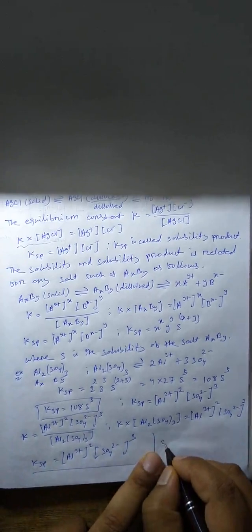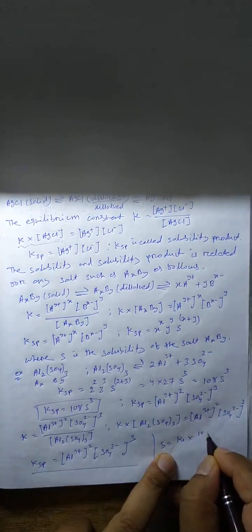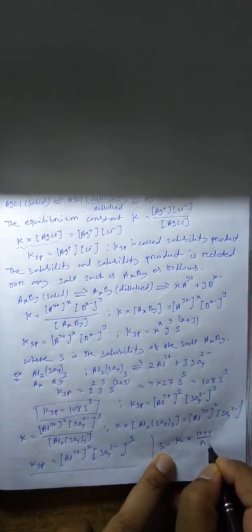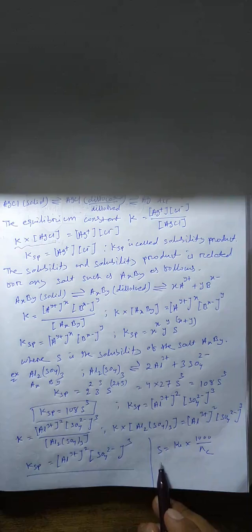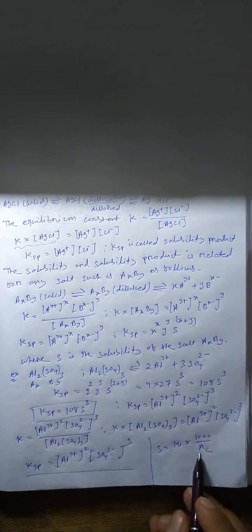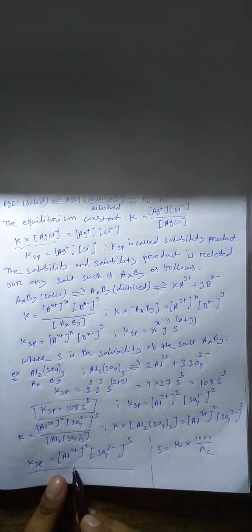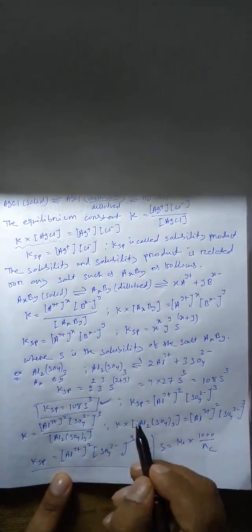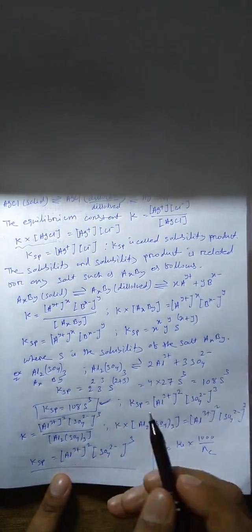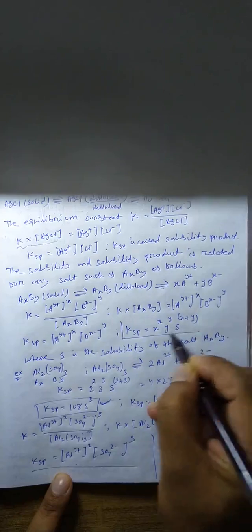Now my formula for solubility determination is equal to conductivity into 1000 by molar conductance, which we know from the previous video. We also learned how to determine the solubility from the conductance measurement. This is the molar conductance, and this is the solubility product of a sparingly soluble salt. This is the relationship between the solubility and solubility product. For any compound you want to take, you have to remember this formula.